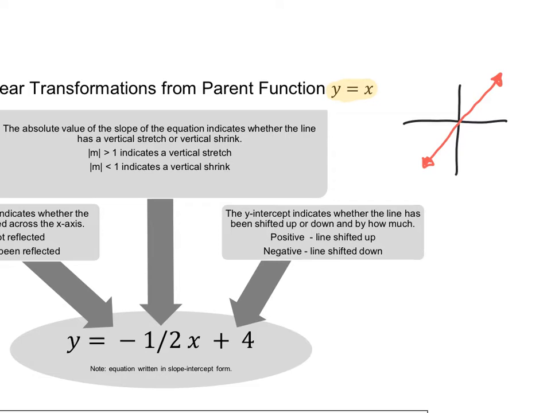It is this line that just goes through, and it's over one, up one, over one, up one, over one, up one, all the way. Or you could go left one, down one, left one, down one. Y'all know what I mean, all right? That's the parent function that you're looking at.